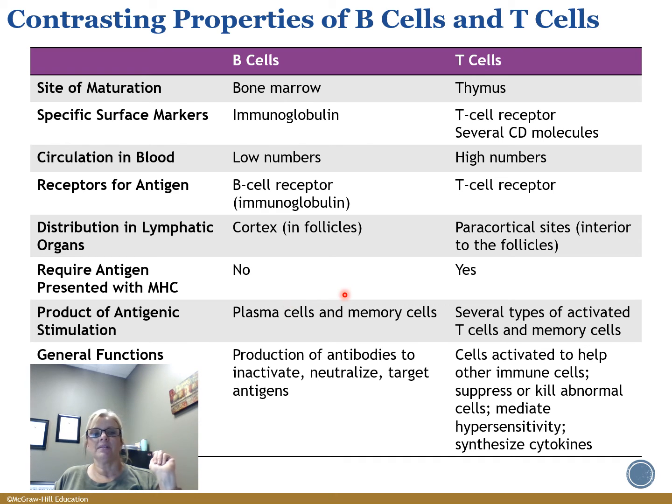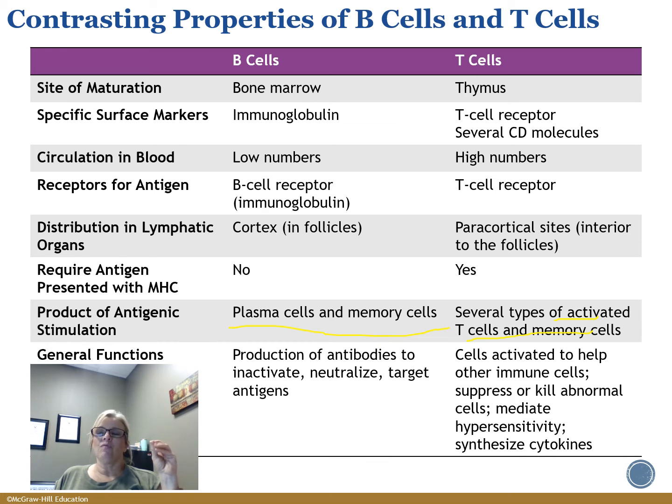Okay, antigen presentation. T cells require it, B cells do not, although they are sometimes assisted by T helper cells. B cells produce plasma and memory cells. Okay, that's really important there too. Several types of activated T cells and memory cells over here for your T cells.